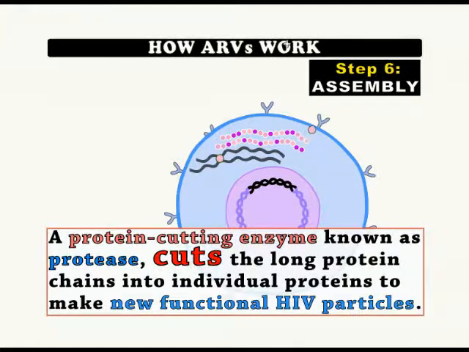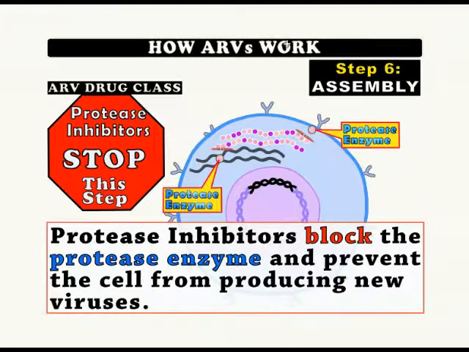The ARV drug class, known as protease inhibitors, stop this step. Protease inhibitors block the protease enzyme and prevent the cell from producing new viruses.